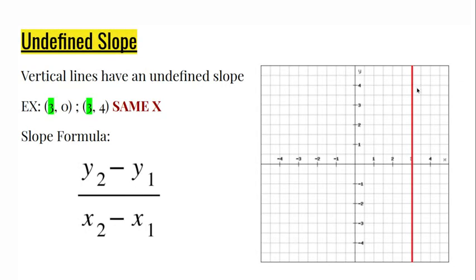Undefined slopes are those lines that are vertical lines, and they will have the same x values. So if they go straight up and down and have that vertical line, they have what's known as undefined slope.